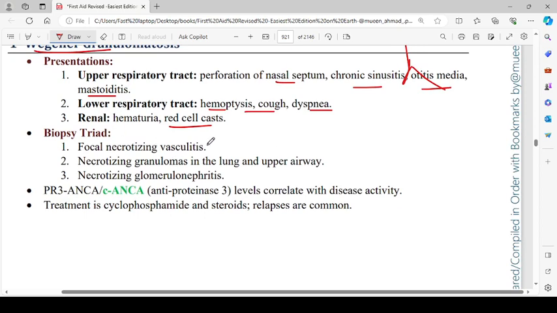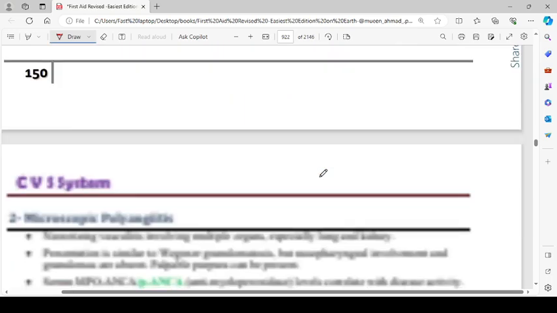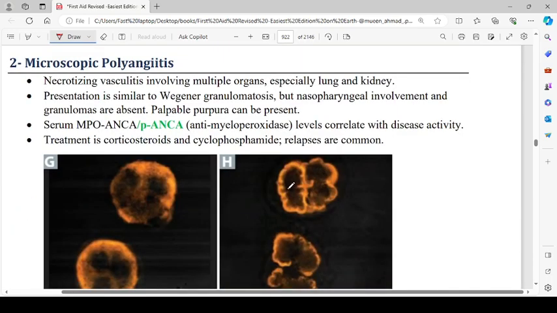Biopsy triad will show focal necrotizing vasculitis, necrotizing granulomas in the lung and upper airway, and necrotizing glomerulonephritis. PR3-ANCA, anti-proteinase 3 level, correlates with the disease activity. Treatment is cyclophosphamide and steroids. Relapses are common. Then we have microscopic polyangiitis, necrotizing vasculitis involving multiple organs, especially the lungs and kidneys.